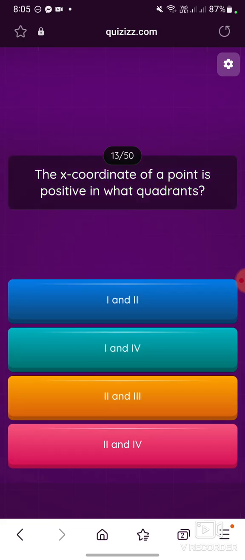The x-coordinate of a point is positive in what quadrants?